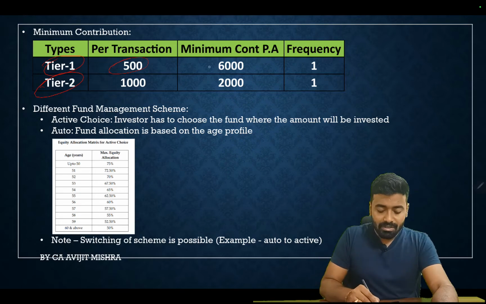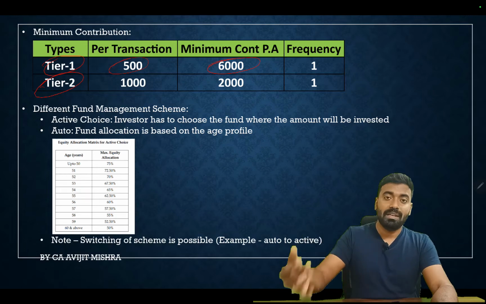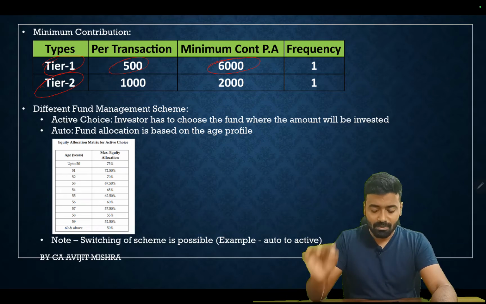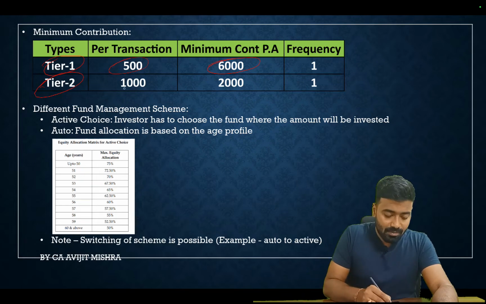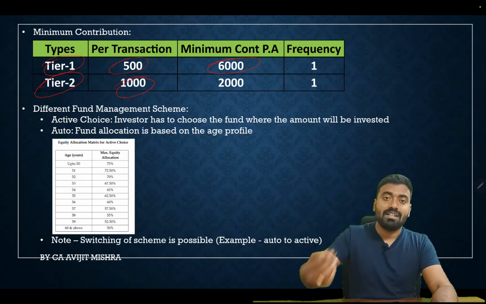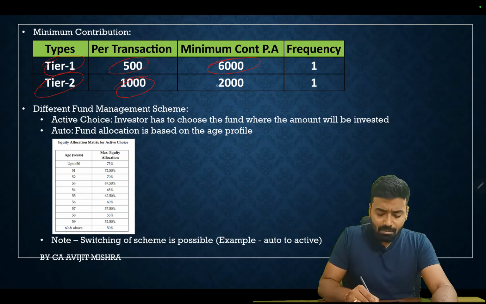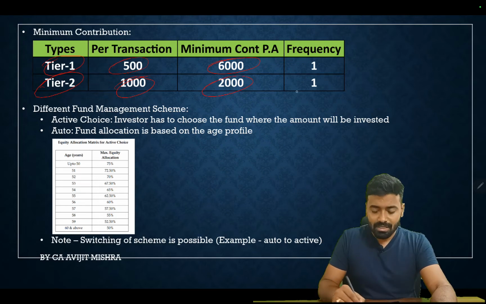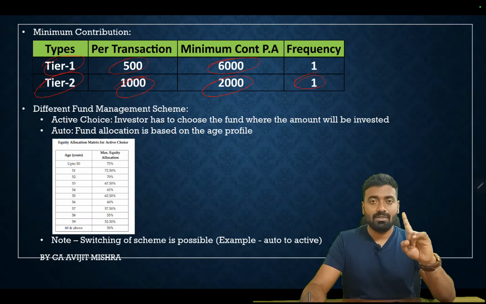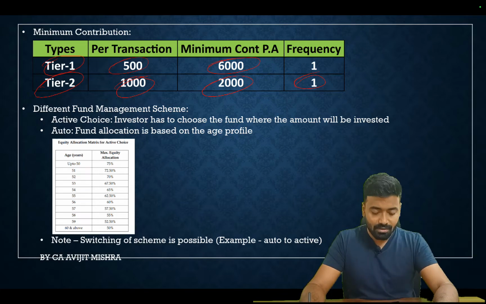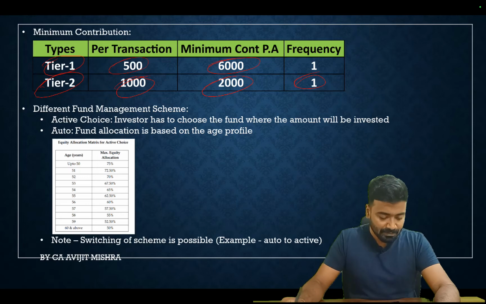And the minimum contribution per annum, in 12 months, how much should you contribute? 6,000 rupees is the minimum amount of money you have to contribute. In the same manner, in case of tier 2, minimum contribution per transaction is 1,000 rupees, and the minimum contribution per annum is basically 2000 rupees, and you need to contribute at least once in a year. Year means the financial year.